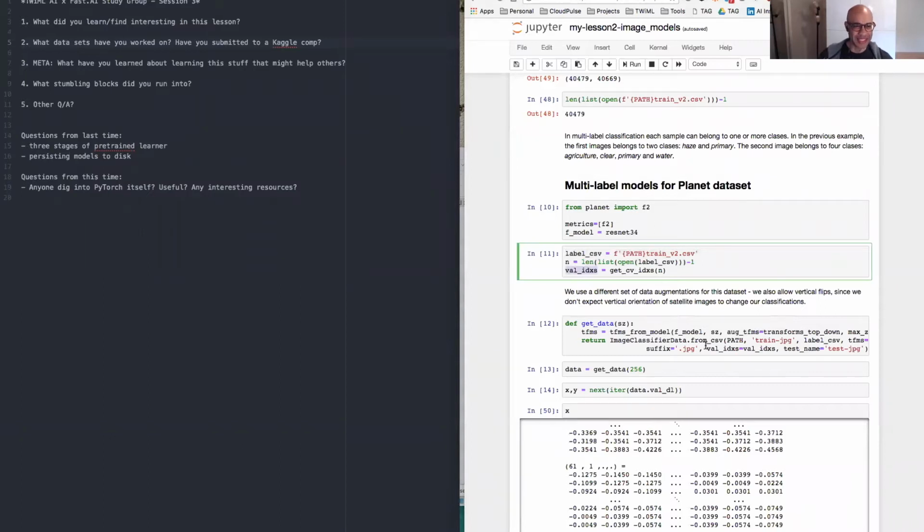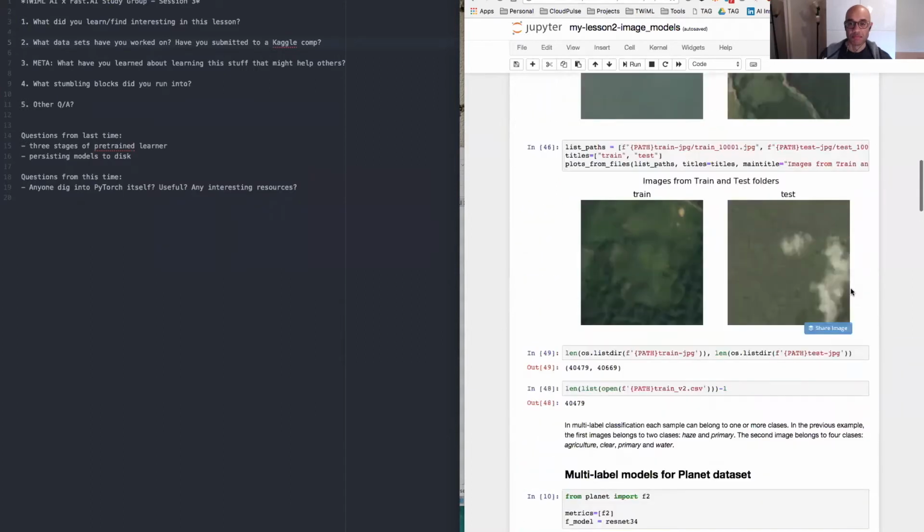Someone had asked last time about running into problems with saving and loading models to disk. I haven't run into any problems with that. Has anyone else had an issue with that? No?